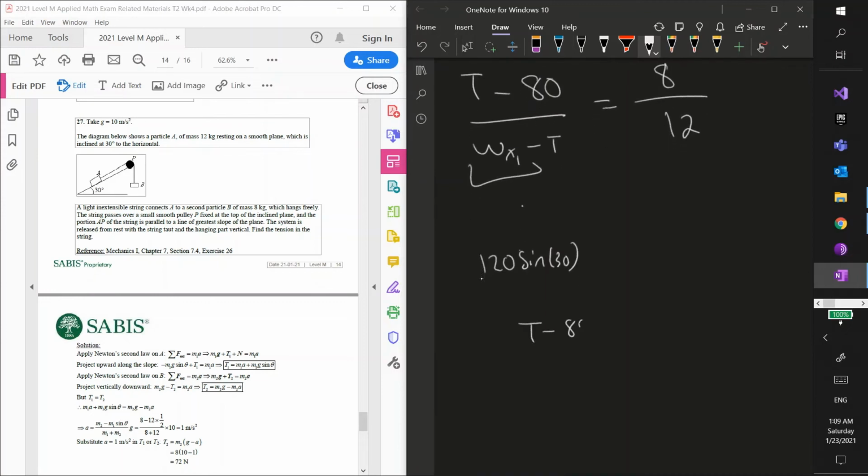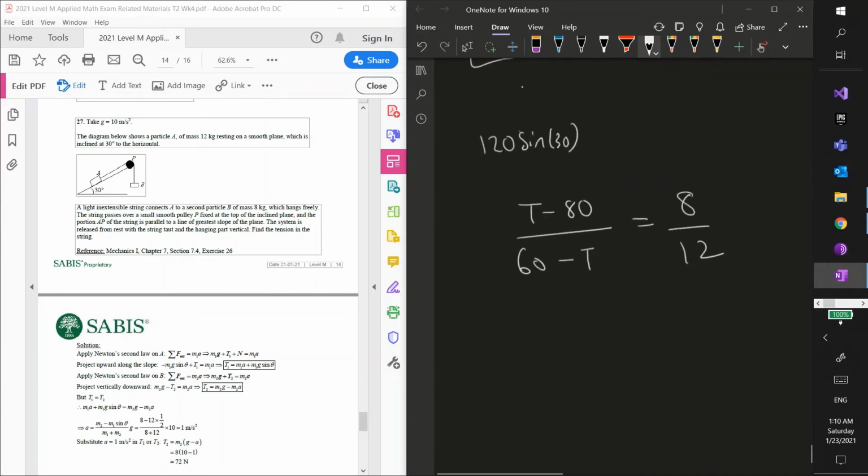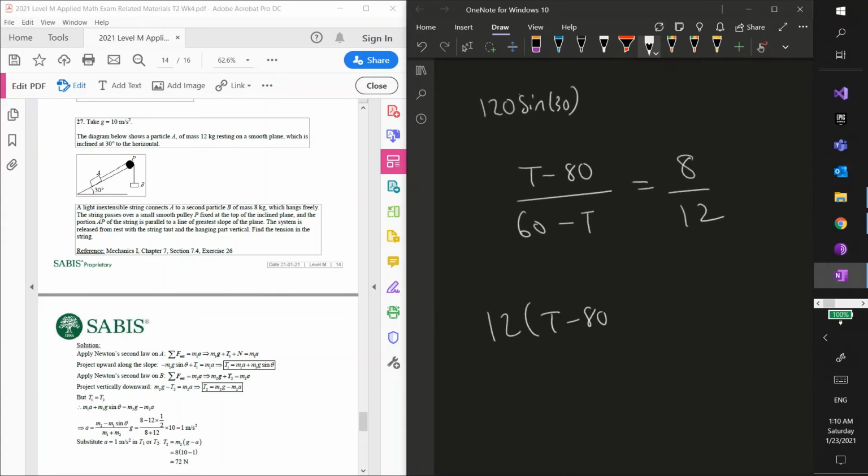So tension minus 80 over 120 sine 30 is 60. Cool. Minus tension is equal to 8 over 12. Now you can cross multiply and solve for the tension. Let's do it. I'm just going to do it really quickly. Please feel free to ask me if you don't understand anything from my explanations. Okay, you get that the tension is equal to 72, and that's it.